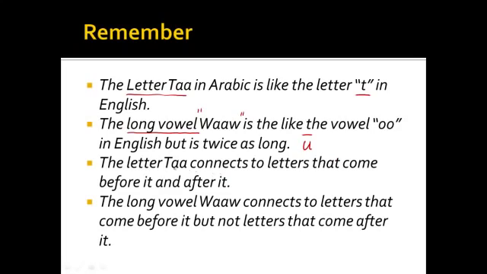The third point here is that the letter ta, okay, we're coming back to the ta, connects to letters that come before it and after it. Like the ba, it connects from the right and from the left. So if we have a letter before it, we can connect here. And then if we have a letter after it, we can connect here. And so the ta will connect here and here. However, and this is where it differs from the alif and the long vowel wow, is that the wow will not connect to what comes after it, but it will connect to what comes before it. So if we have the wow here in the middle of a word, you can see that here it connects, but here it does not connect.